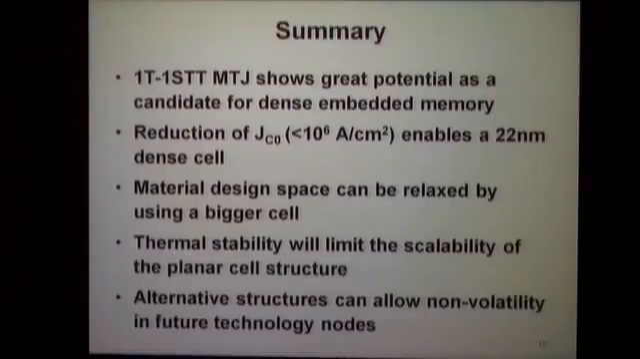So more work needs to be done in the material space to give us thermal stability of these bits without ruining the read or the writability. Finally, there are alternative structures, some of which I showed, which can allow the non-volatile nature of the memory structures to persist. But these are, again, work in progress, and there is a lot of work going on. And the trade-offs between read, write, and stability need to be quantified before we can move to these alternative structures.